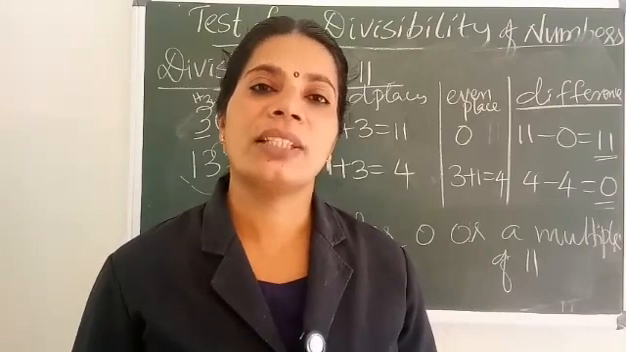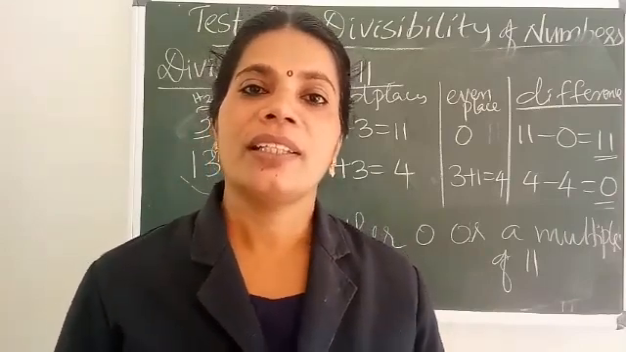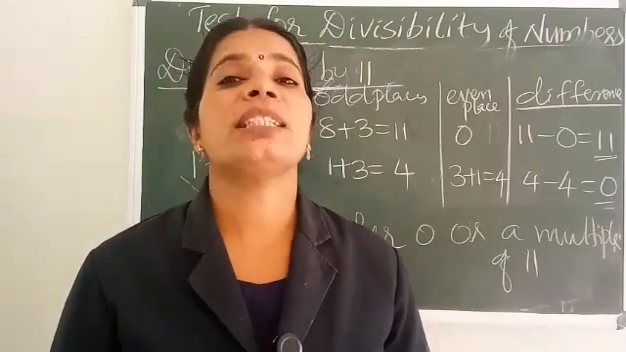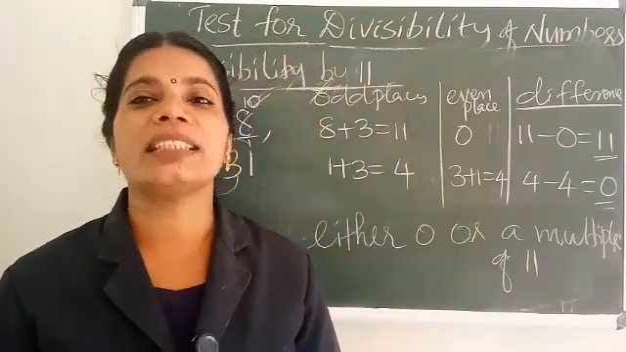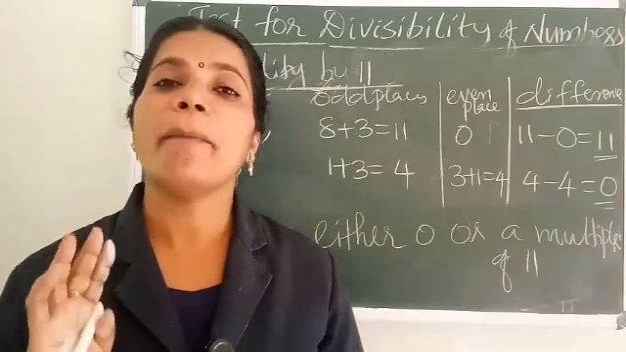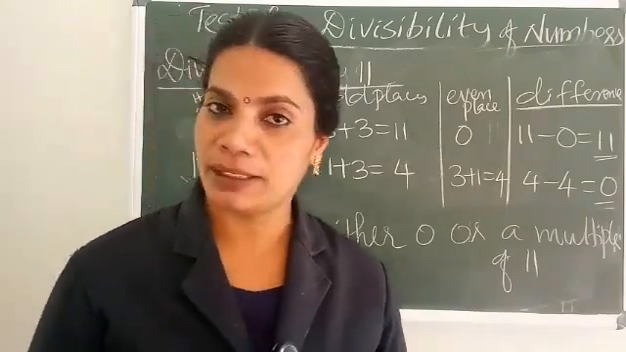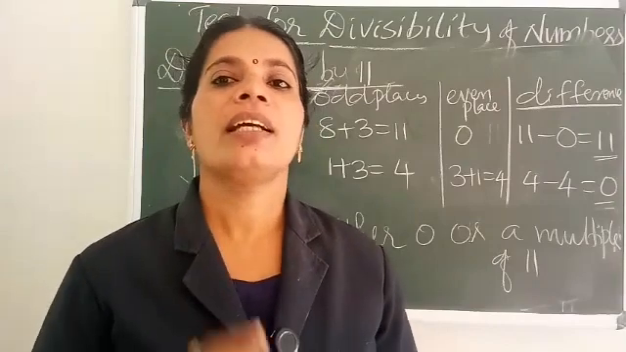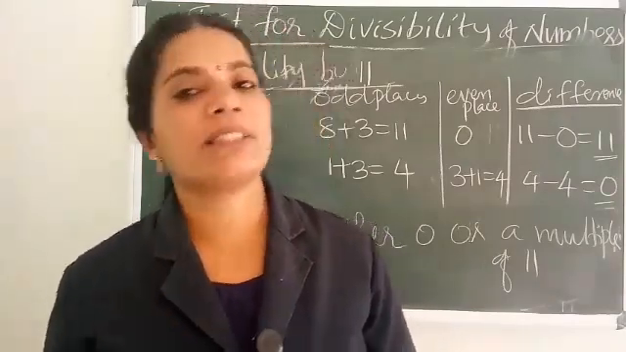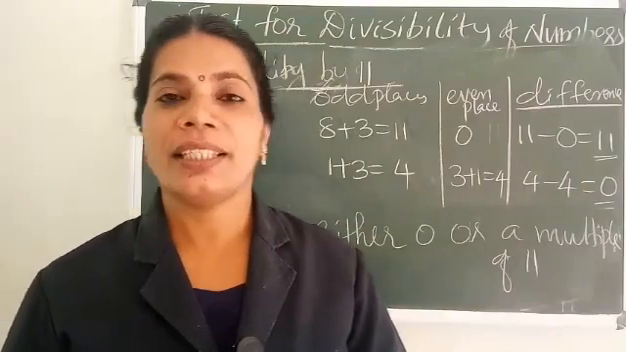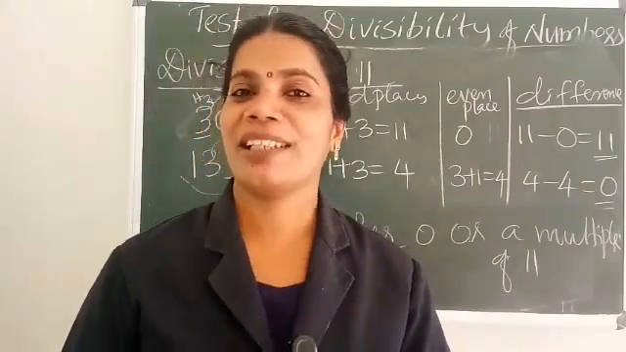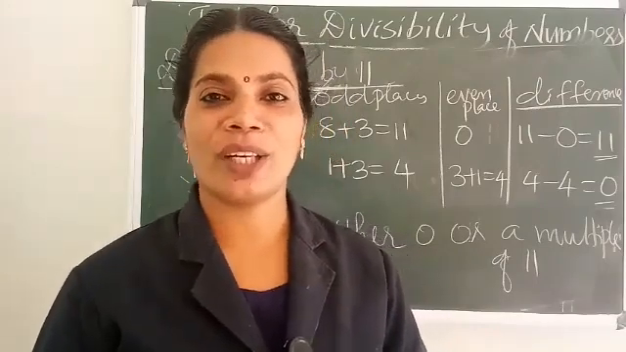That is, what is the divisibility rule of 11? Find the difference between the sum of the digits at odd places from the right and the sum of the digits at even places, also from the right. If the difference is either 0 or divisible by 11, the number is divisible by 11. Clear? Hope that all of you understood the concept.